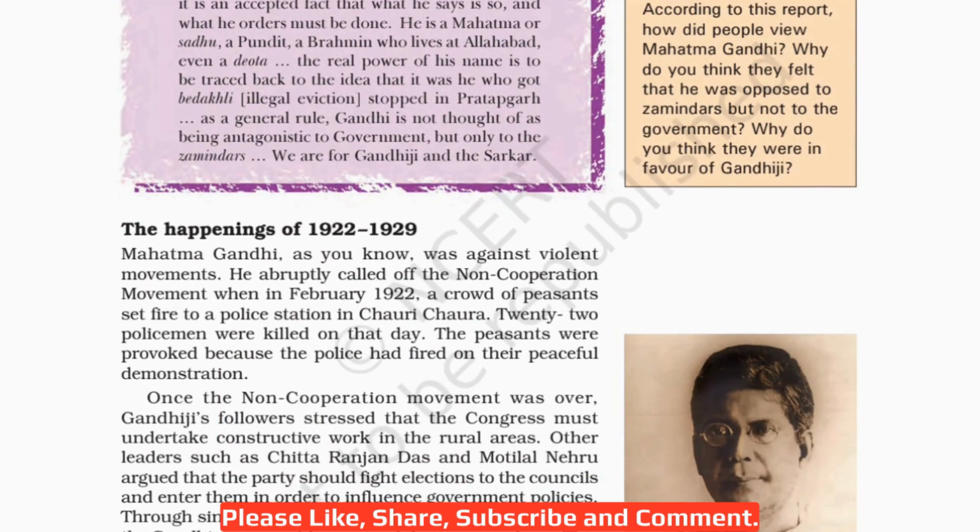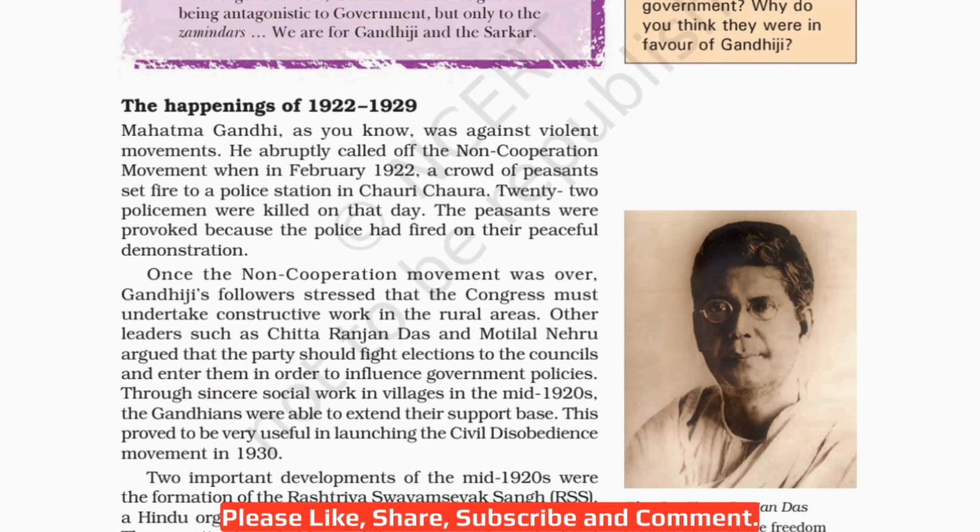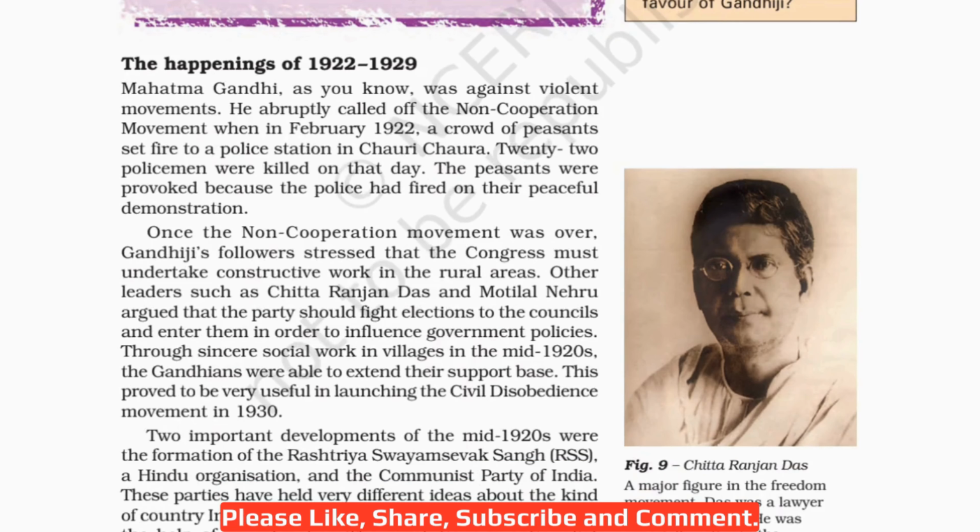Mahatma Gandhi, as you know, was against violent movements. He abruptly called off the non-cooperation movement when, in February 1922, a crowd of peasants set fire to a police station in Chauri Chaura. Now, what happened in Chauri Chaura in 1922 was that 22 policemen were killed on that day. The peasants were provoked because the police had fired on a peaceful demonstration. Okay. The policemen were in the police station, and the police station was set on fire and they were killed inside. Okay, so that raised the Chauri Chaura movement, and this is a place in Uttar Pradesh.